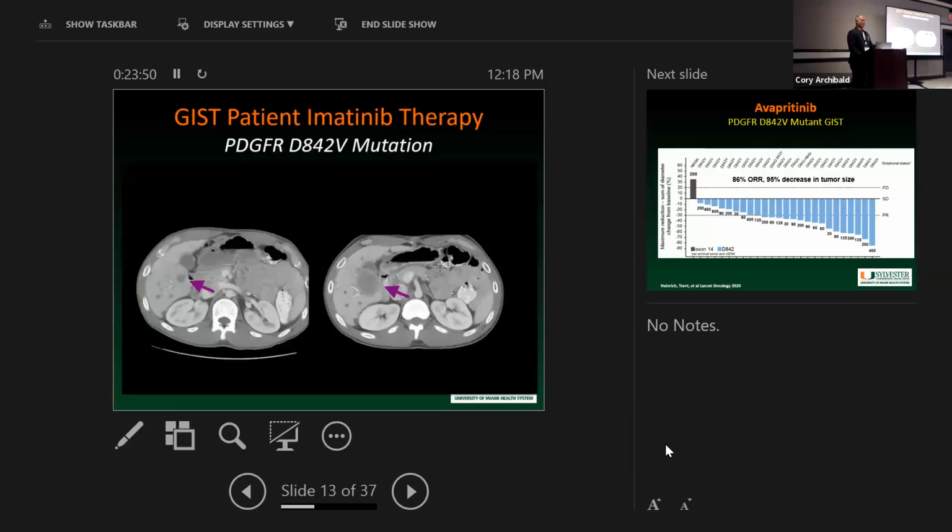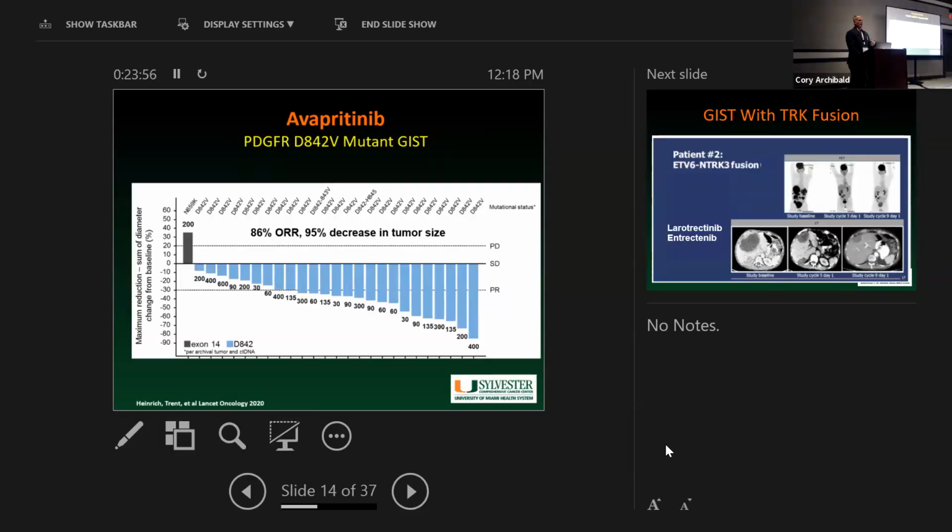PDGFR D842V has been difficult to target. We've known that for a long time, and then avapritinib came around, and a tumor that was previously completely resistant to imatinib is now sensitive, just like a KIT exon 11 mutant GIST is to imatinib. Now the D842V mutant GIST, which before avapritinib had no treatment for these patients, is FDA approved to treat these patients. And this graph I'm showing, we call a waterfall plot.